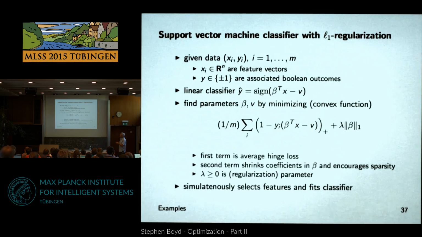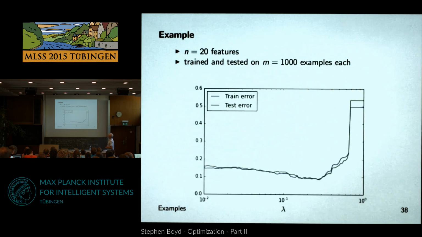And then to this, you add, at the same time, you'd like beta small. And we're going to say beta is small in L1 norm. And that's going to do two things. It's going to shrink beta, and it's also going to encourage sparsity in beta. Okay? So this will simultaneously select the features, and it'll fit the classifier, right? So that's the idea.